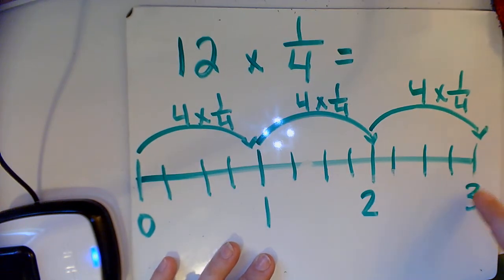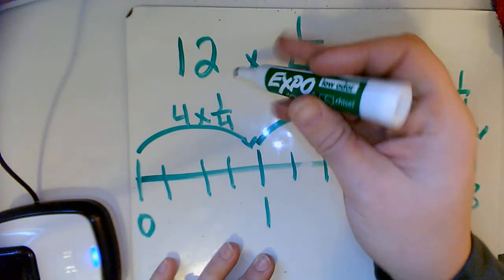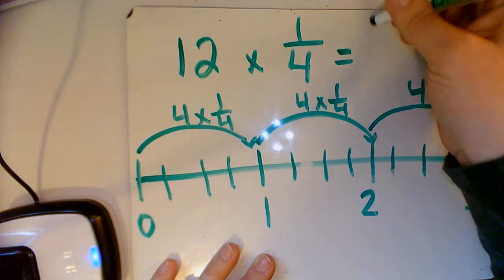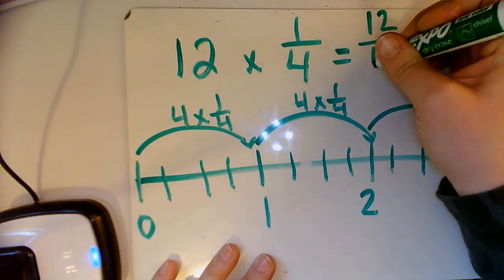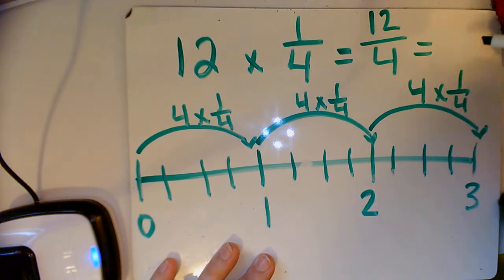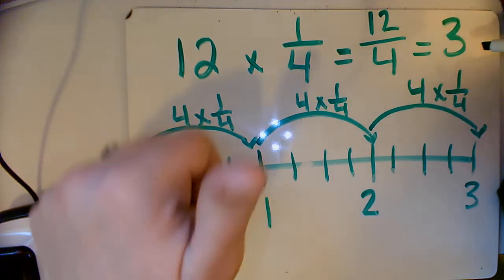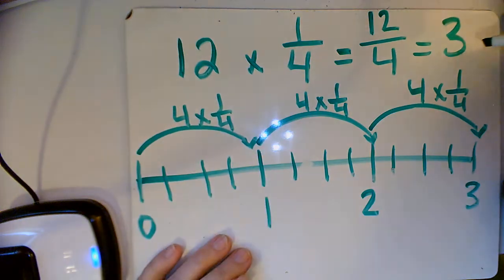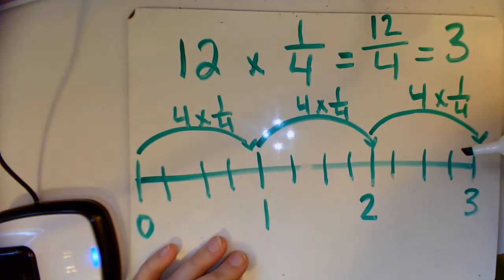So 12 times 1/4. If I just do the multiplication, 12 times 1 gives me 12 fourths. Well, 4 can go into 12 3 times. 4, 8, 12. So 12 times 1/4 is equal to 3.